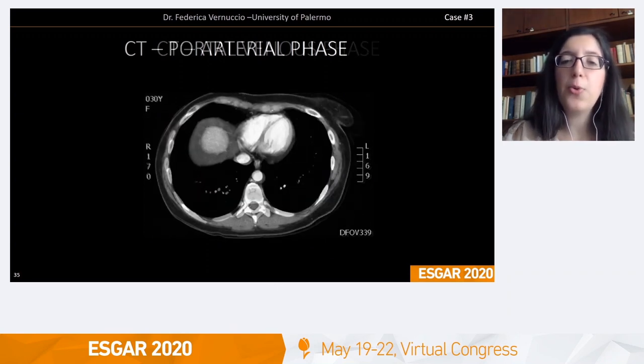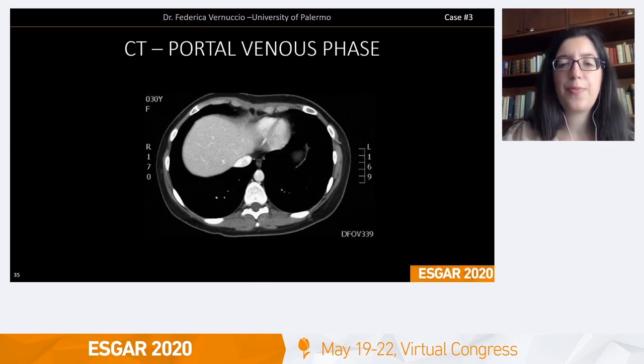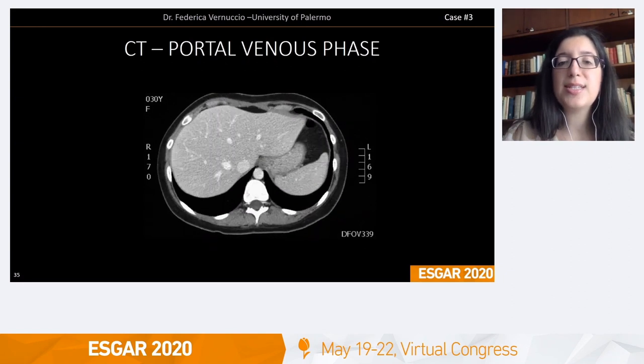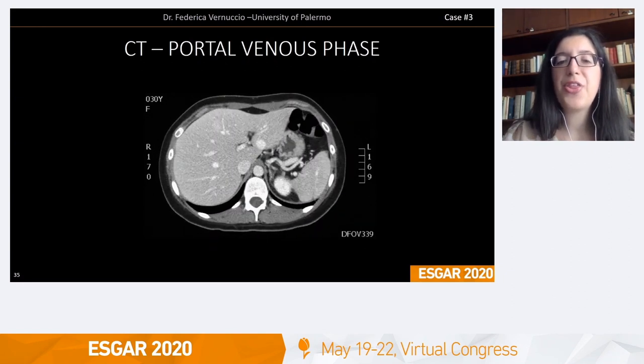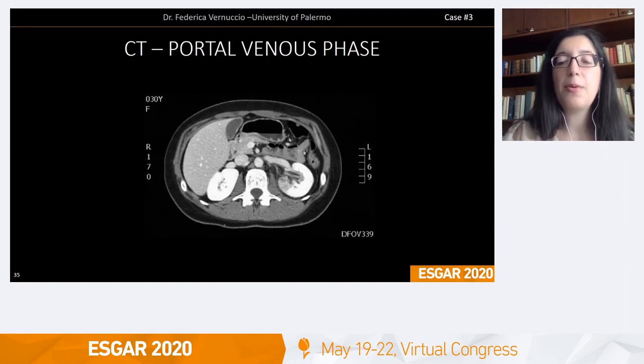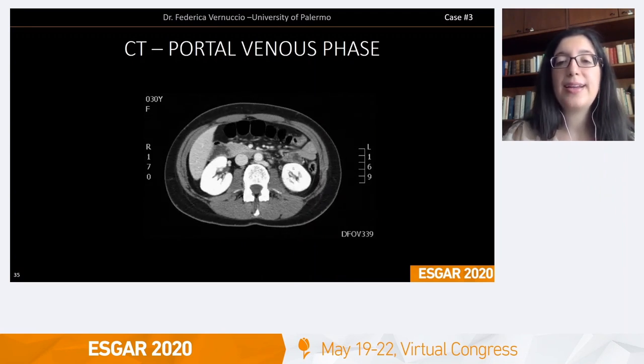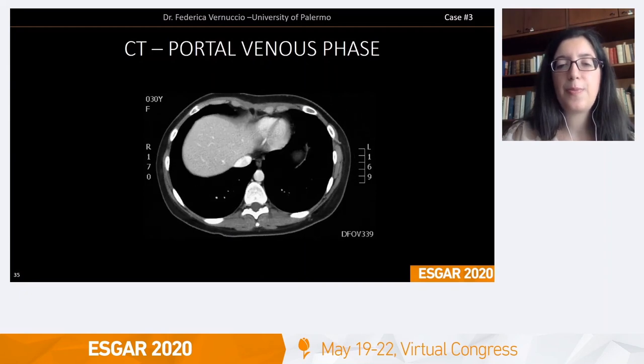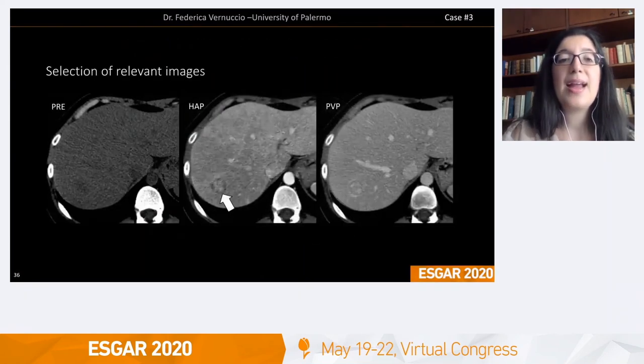And I will show you now the portal venous phase. The lesion is still there. Something else is now visible in the liver, and there is probably something else in other organs. I selected for you some relevant images on pre-contrast, hepatic arterial phase, and portal venous phase.